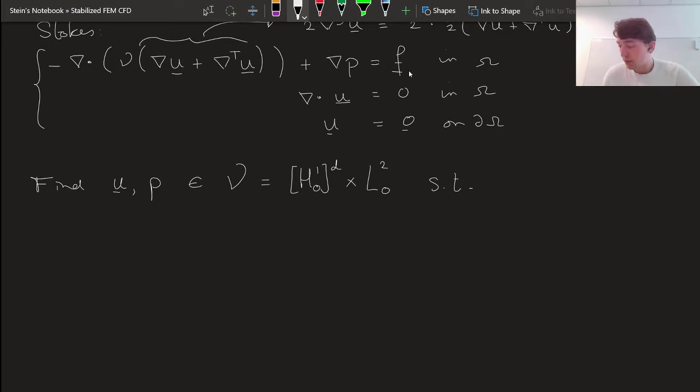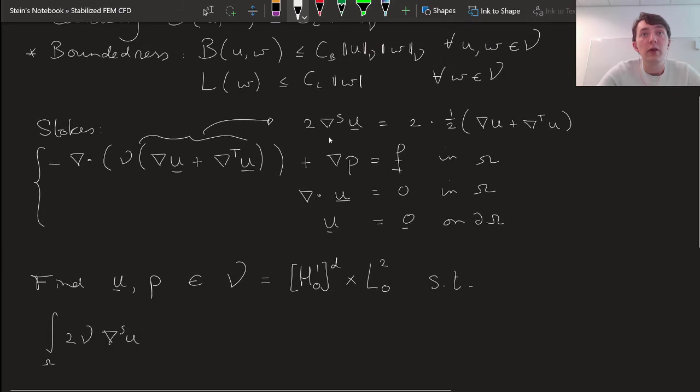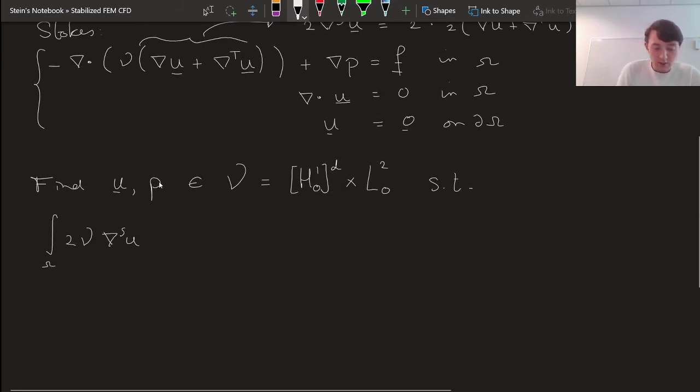Then I'm going to do integration by parts. I can use the divergence theorem that we also saw before. That's going to move the derivative operator onto the test function. I'll just give you the result already. This is going to be the integral over the domain of twice mu times the symmetric gradient of u, but now double contracted with the symmetric gradient of our test function v.